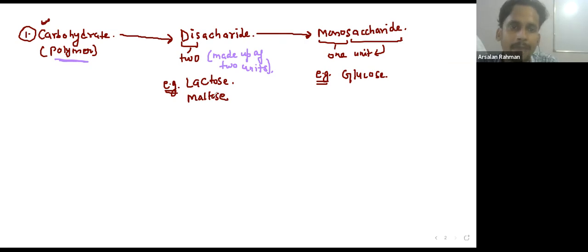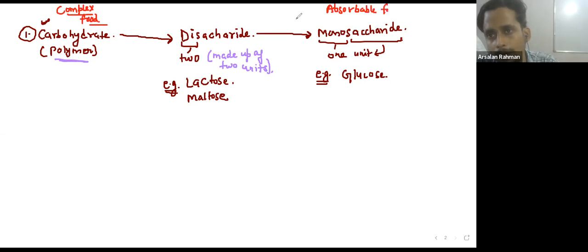So when we eat any kind of carbohydrate, carbohydrate will convert into monosaccharide. Here I am writing complex food. This is the journey of the food. First, carbohydrate will convert into disaccharide, made up of two units. Then it will convert into the simpler form, monosaccharide. This is absorbable food. So our aim is to convert the carbohydrate into monosaccharide.